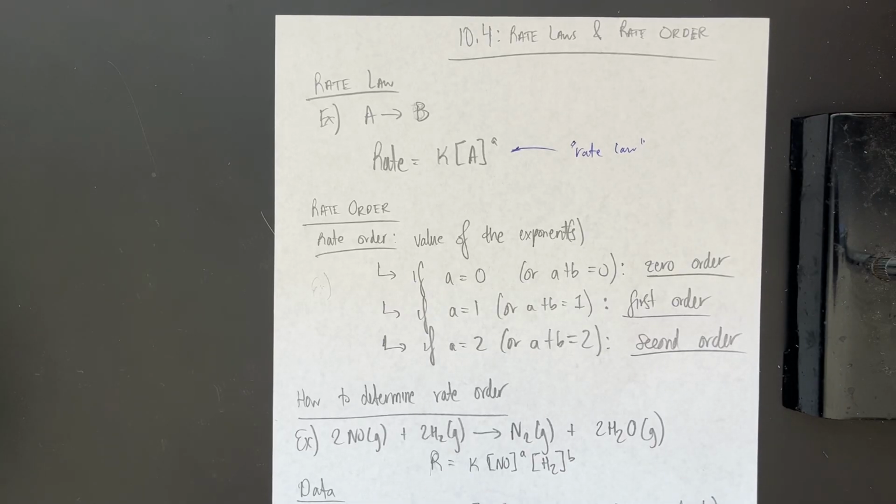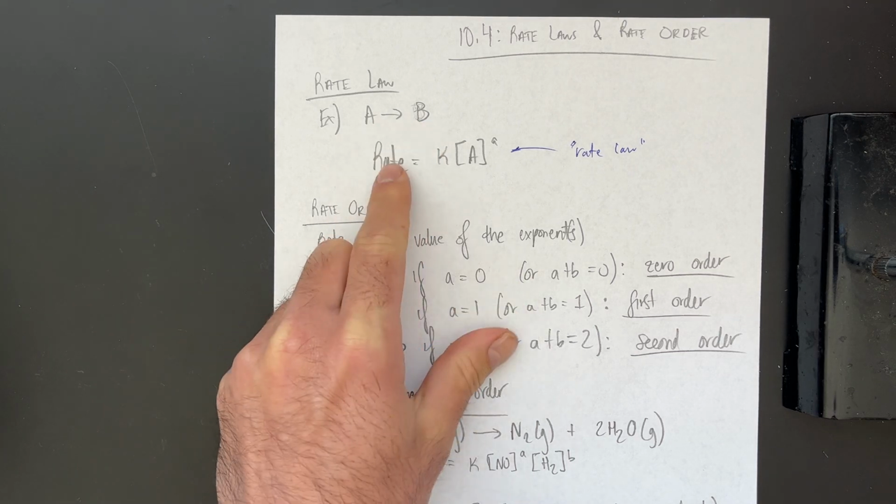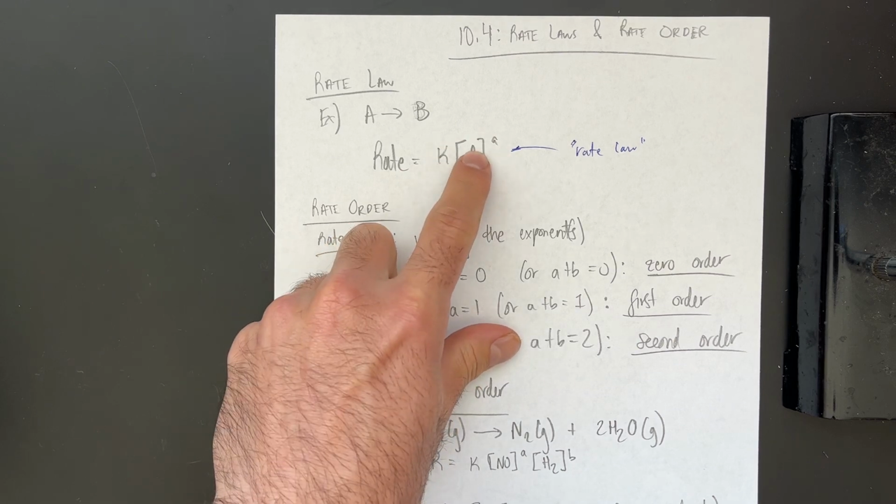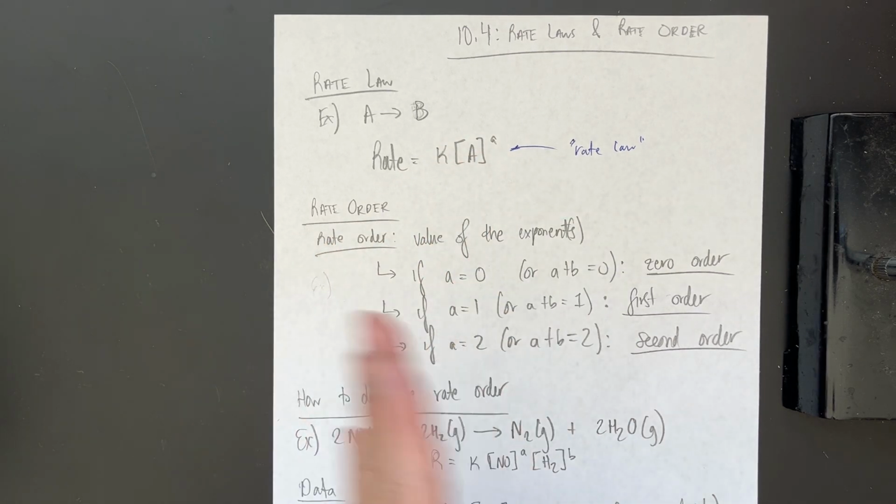All right, last video for Unit 10, 10.4 Rate Laws and Rate Orders, Part 2. In Part 1, what we learned about was rate laws in general. We learned that if you have a reaction A goes to B, the rate law for this is going to be equal to just k times the concentration of A to the power of a. That's the rate law. And so we learned the generic form of a rate law, which is basically the equation for the rate of a reaction.